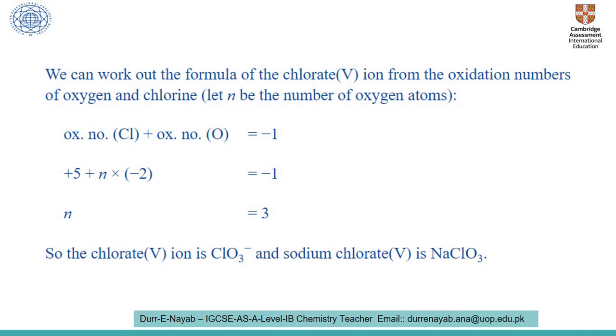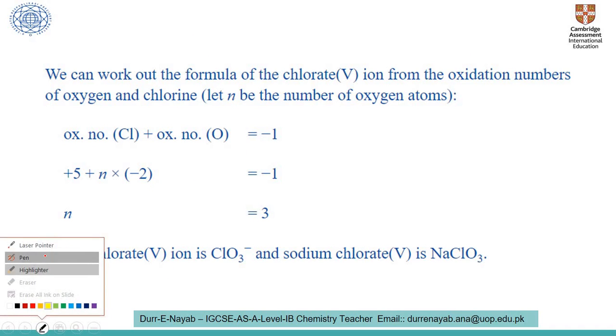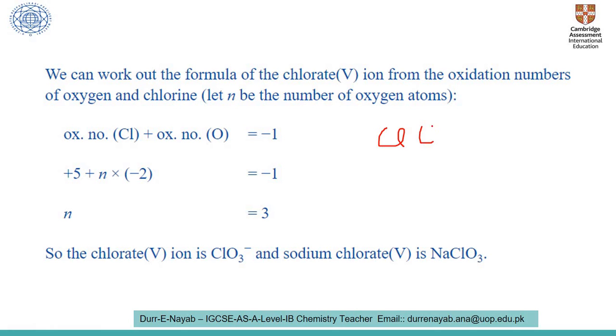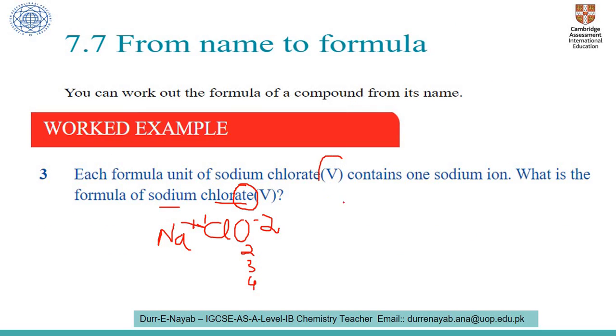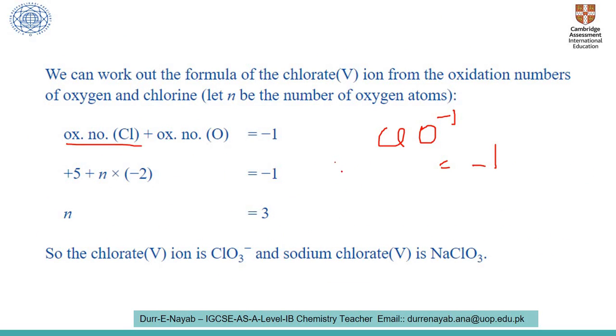Now what we will do? We will write like this, the same as I did earlier. Now let me change with a pen. ClOn, I know the charge is -1 on the whole ion. Now this will be equal to -1, as this is an ionic compound. Now what is the oxidation number of chlorine? That is already given in the question, that is 5. So I'll put 5 here for the chlorine. Oxygen I know is -2, but I don't know how many atoms of oxygen are present, so I'll put n.